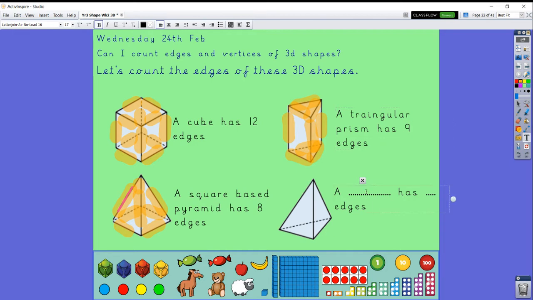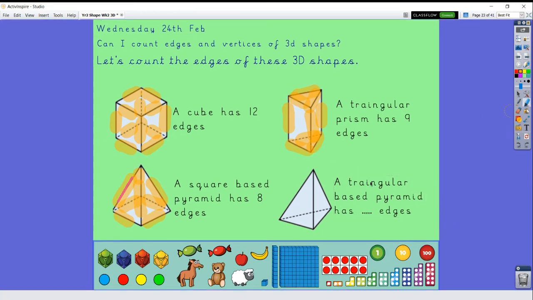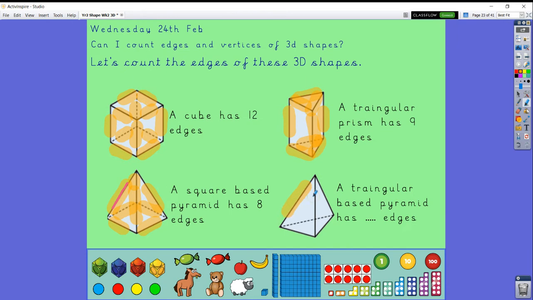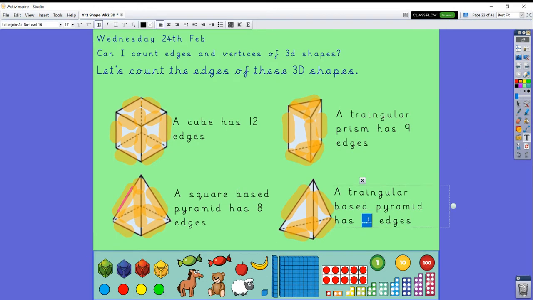And finally, we've got our triangular based pyramid. Concentrate on the spelling there. And using our highlighter, we can see it's got 1, 2, 3, 4, 5, 6 edges. So we have got 6 edges on our triangular based pyramid.